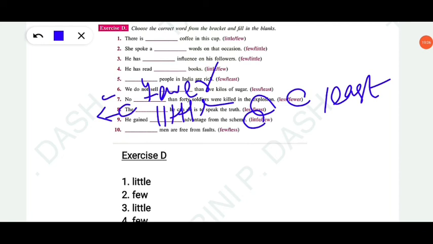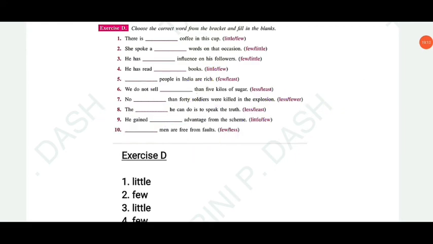The next here, dash men are free from faults. Few men. Okay, clear? To hear the answer.